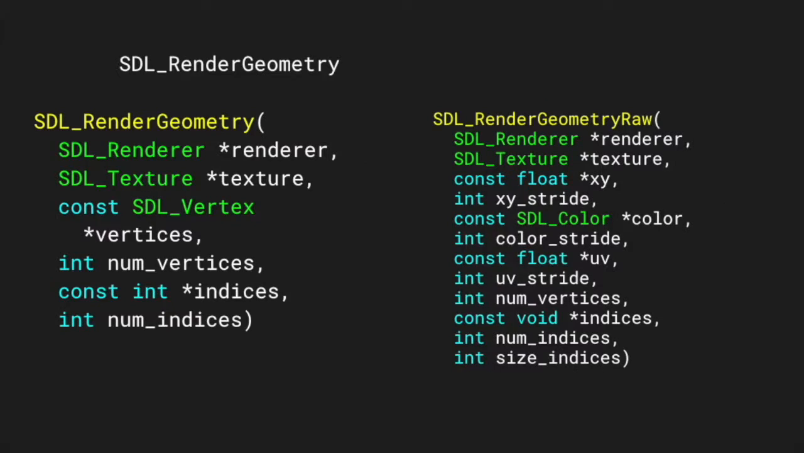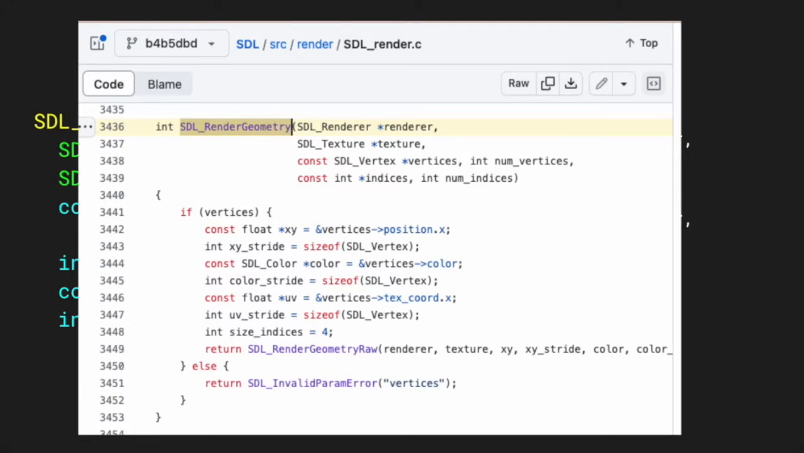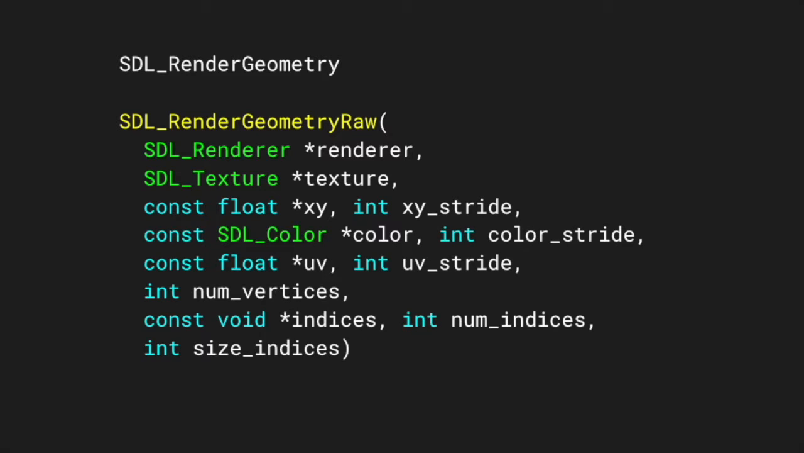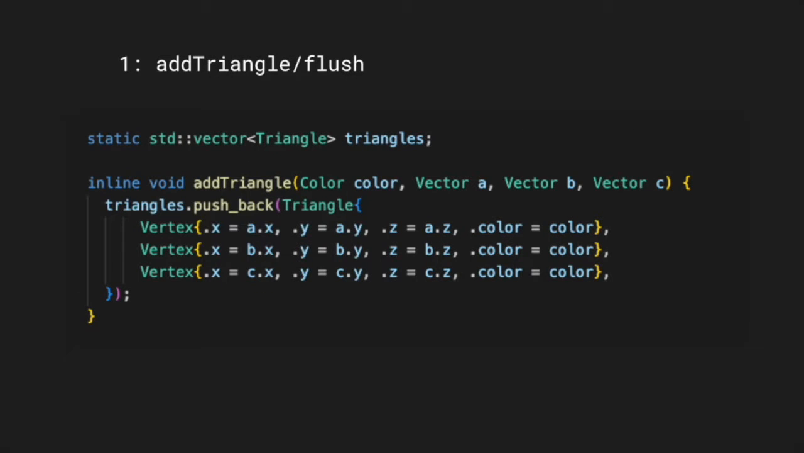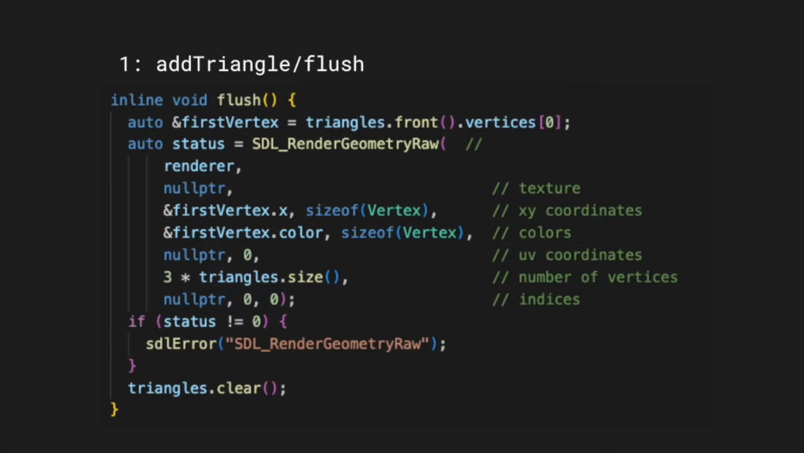So let's go. When I say render geometry, these are what the functions look like. One of them calls the other one, so it's really just this one function. You could draw a triangle like this, but really you want to draw a whole bunch of them really fast. So I prefer to keep a vector of triangles, or a list of triangles, and draw them all at once.